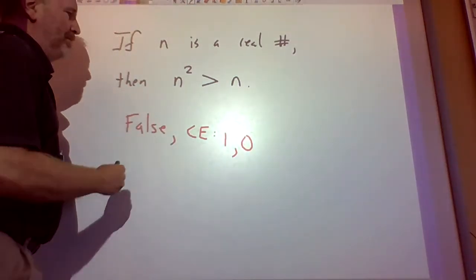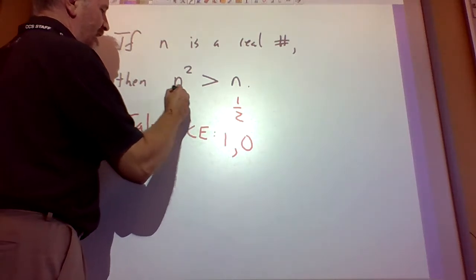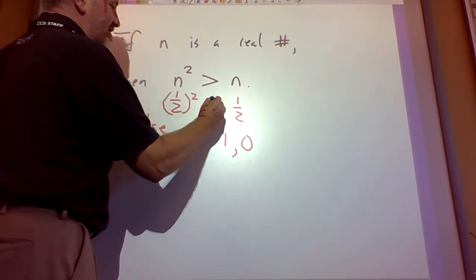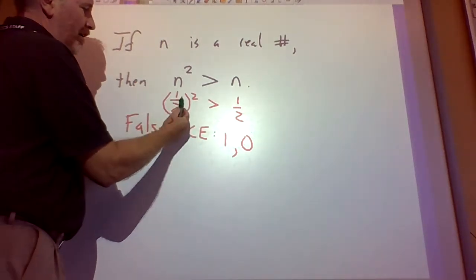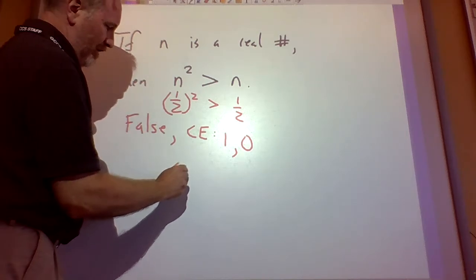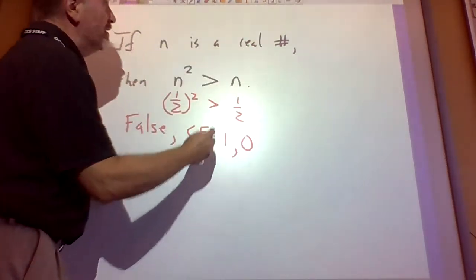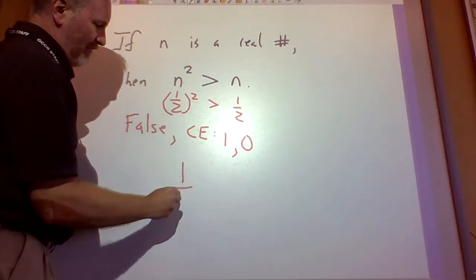But check out what happens when you take a half and you square it. It actually gets smaller, doesn't it? It's not going to be greater, because when you square a half, you've got 1 times 1 on top, which is still 1. Let's just write 1. And then when you square the bottom, 2 times 2, you get 4.